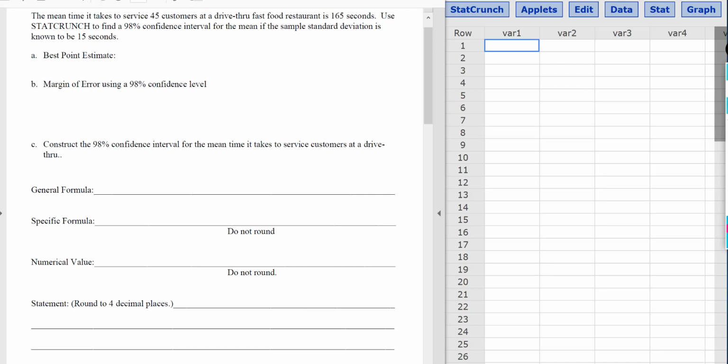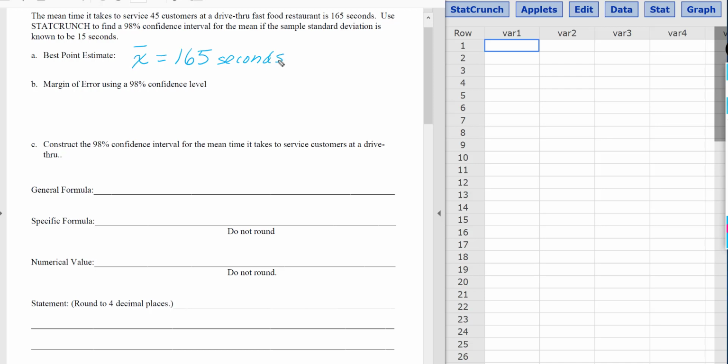To figure out our best point estimate, the best starting point for the population mean is going to be the sample mean. The sample mean in this problem, X bar, is actually 165 seconds. So that's our best point estimate.